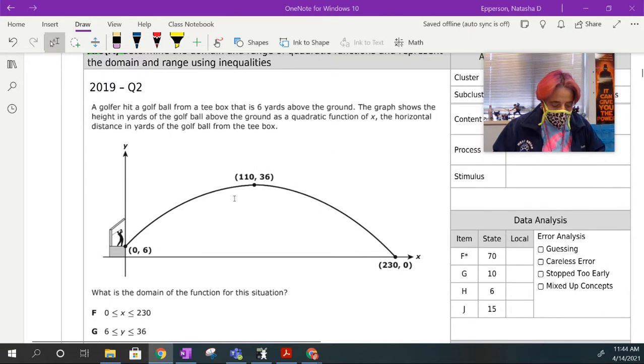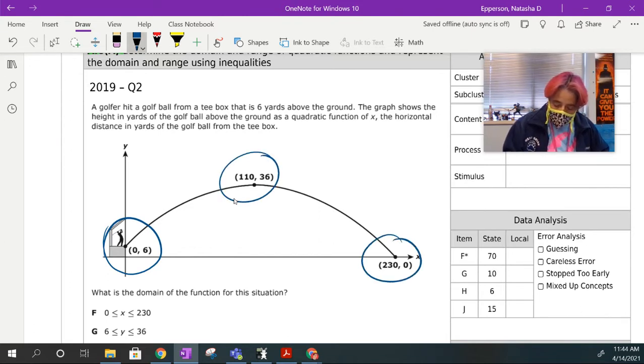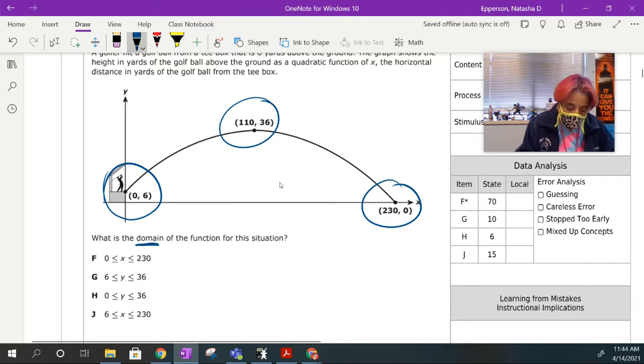Okay, so question number 1, we have this golfer. He's hitting a ball, and he's hitting it 6 yards above the ground, and we're given the graph. Now the points that you want to pay attention to is this point, and the maximum point, and then this point over here. So the start, the initial value, the maximum value, and then the value that it hits the ground.